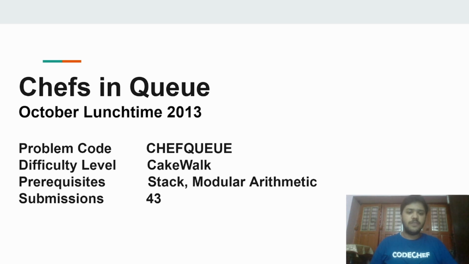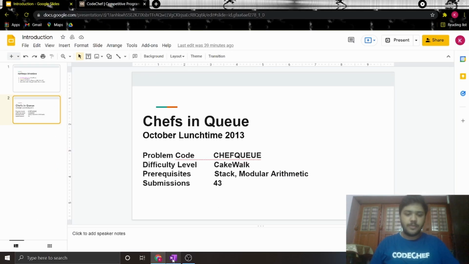The difficulty level of the problem is Cakewalk, and the prerequisites are stack and modular arithmetic. The number of submissions was 43 in the contest. Let's move on to the problem statement.